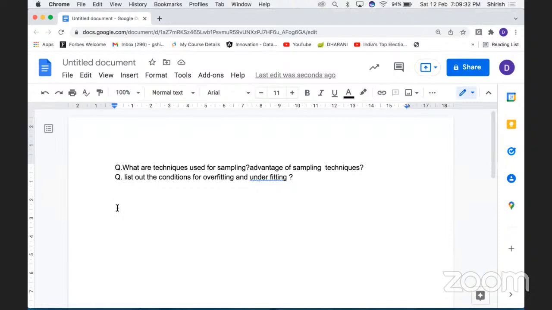Right? So if we take the first one, overfitting. The model performs well only for your sample training data, right? How would you answer this question?